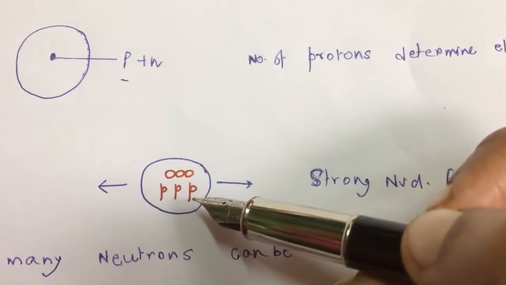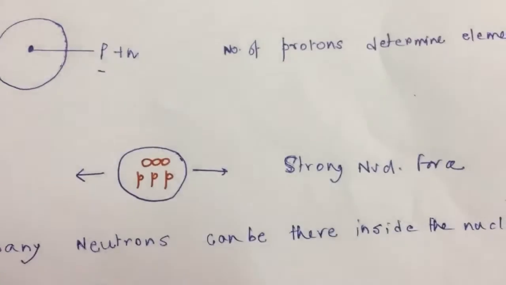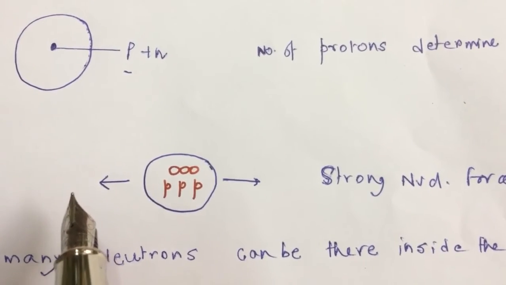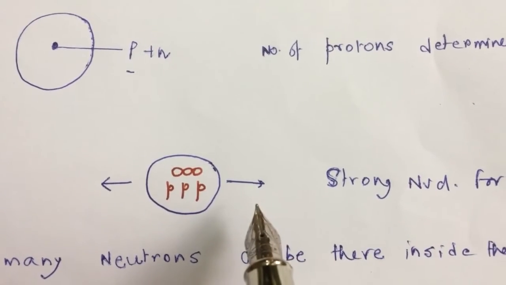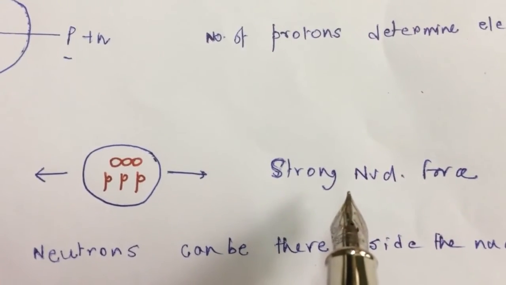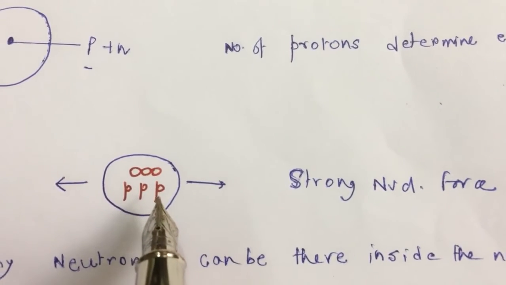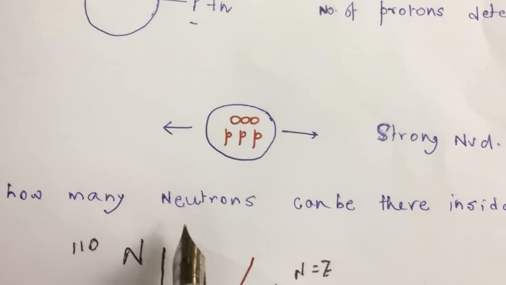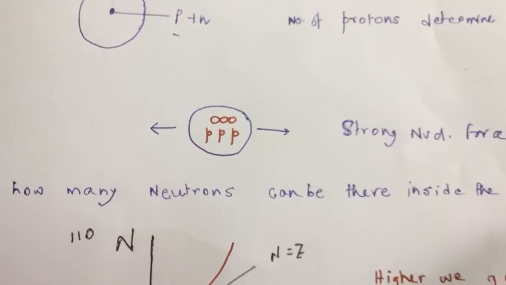Because of the positive Coulomb repulsion between them, this nucleus would explode into several parts. But there is a strong nuclear force which is responsible for holding the nucleus together. This is 100 times stronger than the Coulomb repulsion, and because of the strong nuclear force, this nucleus stays as it is.